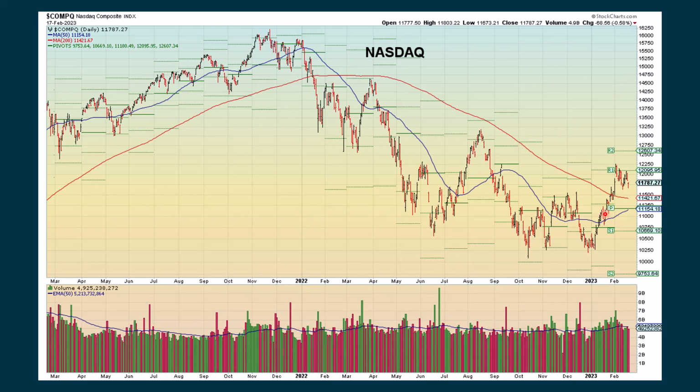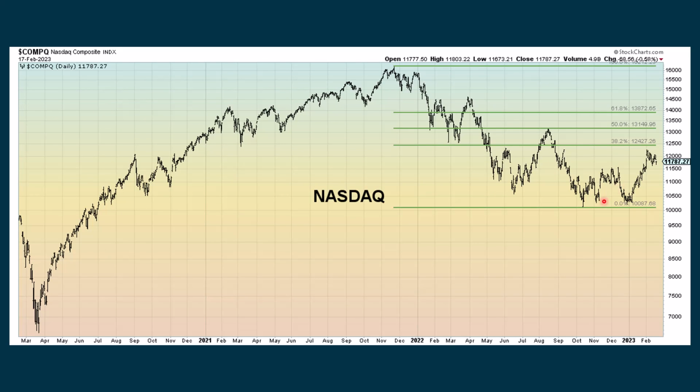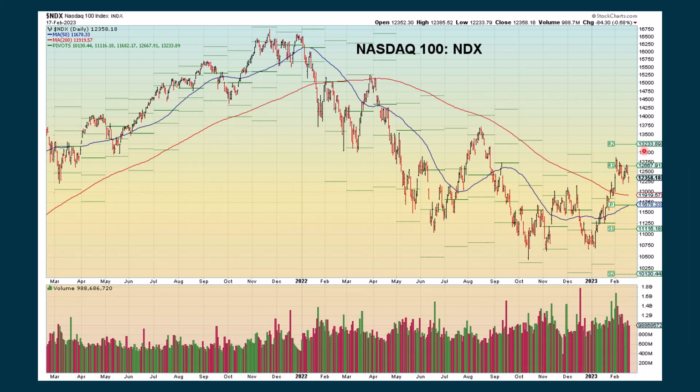The NASDAQ is also in a downtrend after hitting resistance and backing down. Here's the Fibonacci measurement of the all-time high going back to the lows set in October, where we never did reach this 38.2% retracement. With the NASDAQ 100, we're not at a cross yet. We came up to this R1 level and have been coming back down.